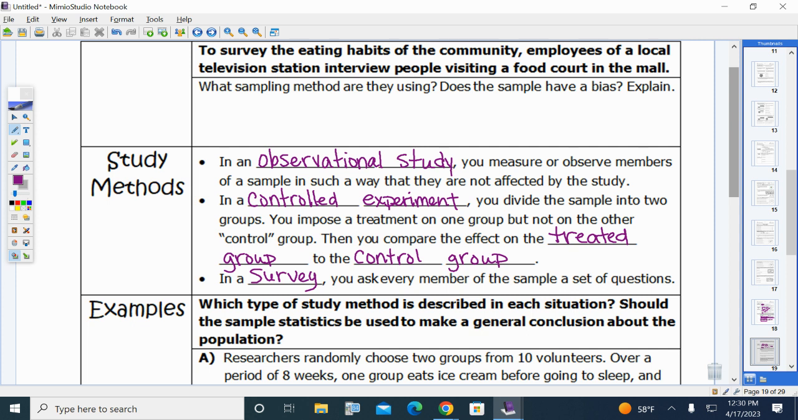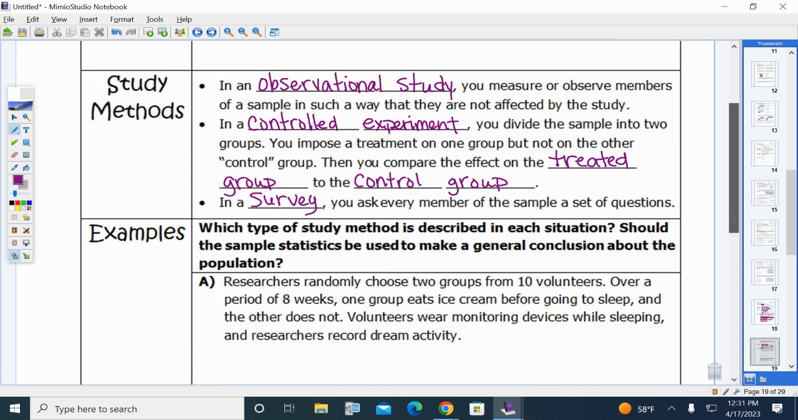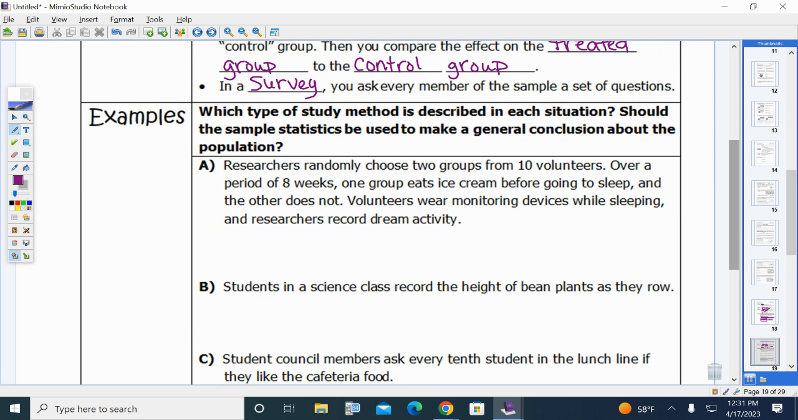The main thing here with your controlled experiment is that the sample that you're starting with is divided into two separate groups. And then one is called the control group, the other one is called the treated group. In a survey, you ask every member of the sample a set of questions. So for this next example, it says which type of study method is described in each situation. Should the sample statistics be used to make a general conclusion about the population?